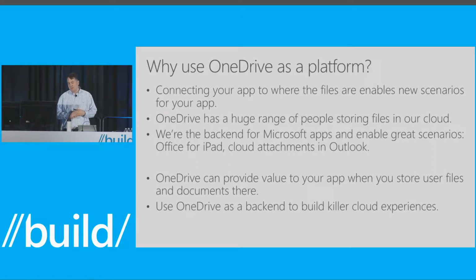You can also look at a new feature in Outlook called Cloud Attachments, where instead of actually sending attachments around, you're sending sharing links to those files, and those files live in OneDrive. So there are really neat scenarios around user content that you can power by integrating deeply into OneDrive. And we can provide that value relatively easily. And of course, you can build great killer cloud experiences on top of OneDrive as well, which we'll talk a little bit more about.